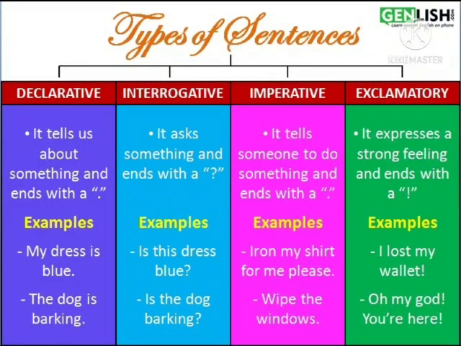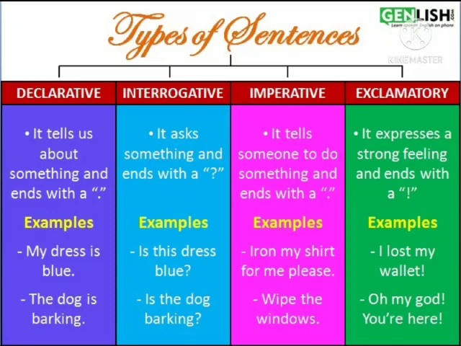Now let's discuss the types of sentences. We have four types of sentences: declarative, interrogative, imperative and exclamatory sentences. So what are declarative sentences? Declarative sentences are those sentences which tell about something and they end with a full stop.